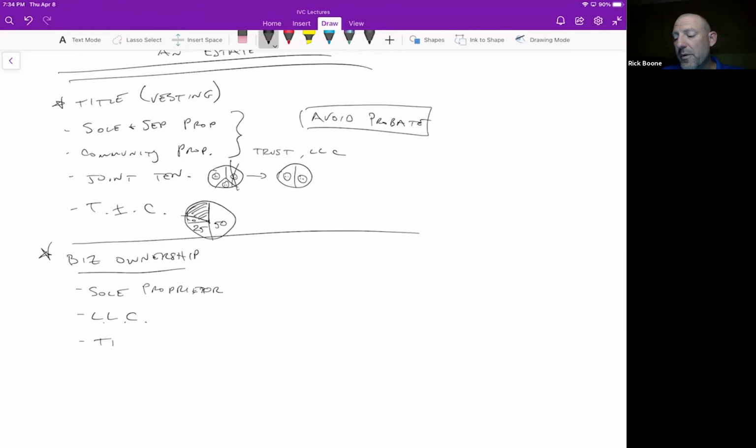Another way we can own property, take title, is called a trust. You may have heard of a trust fund baby, who doesn't work, right? Has no job, has no career, but they get checks every month. How in the world does that work?